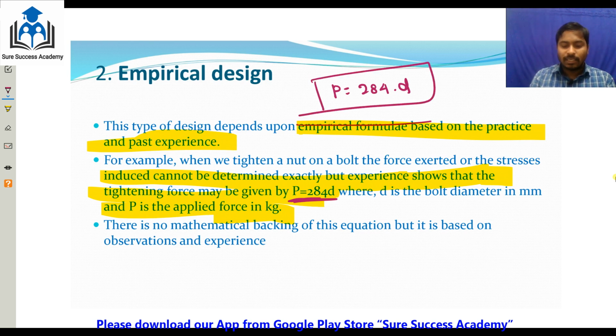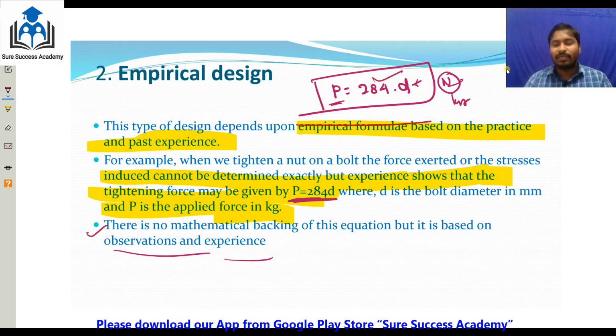So this is called the empirical design. Directly you put the diameter of the bolt, then you find this much Newton force is acting. Therefore, this much force in kgf, or if you put Newton it will come. There is no mathematical backing for the equation, but it is based on observation and experience. By this experience and practice, we can find out an empirical formula. This is called the empirical design based on past experience.